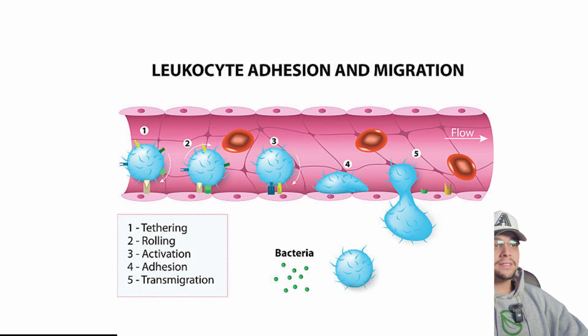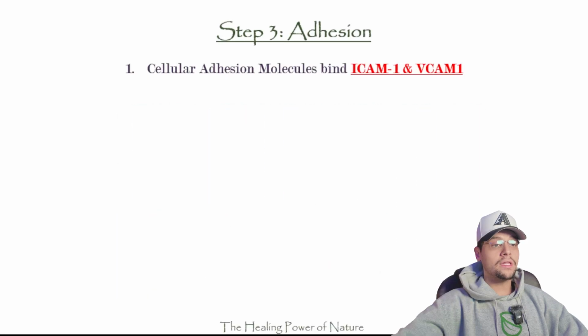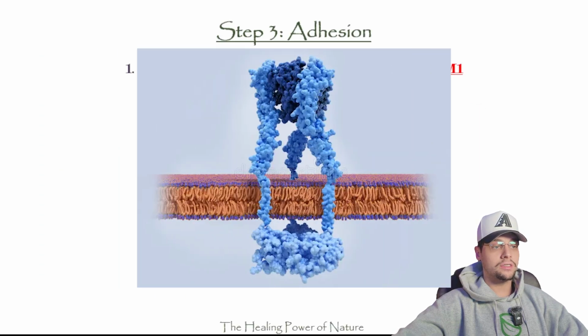The first step that happens is cellular adhesion molecules, or CAMs, like ICAM1 and VCAM1, are upregulated on endothelium by TNF-alpha and IL-1. ICAM1 binds B2 integrins, CD11 and CD18, for firm adhesion. VCAM1 binds VLA4 integrins, more important for monocytes and lymphocytes. TNF-alpha and IL-1 are released by macrophages and endothelial cells, increasing CAM expression.